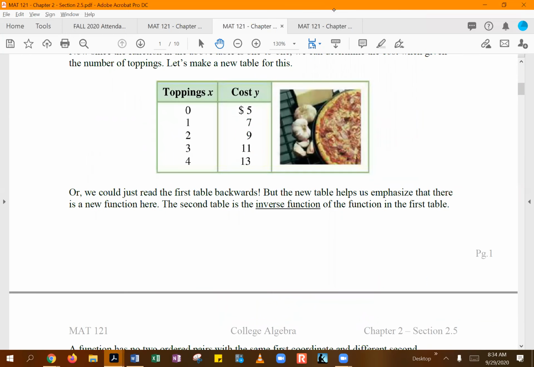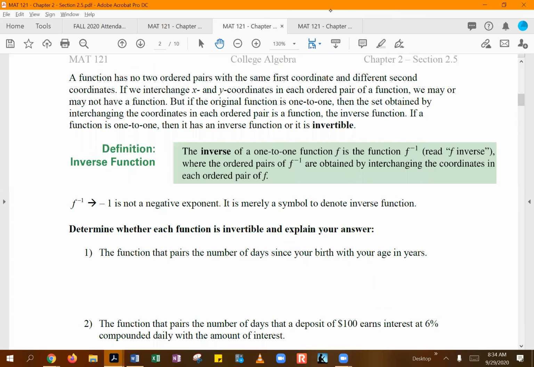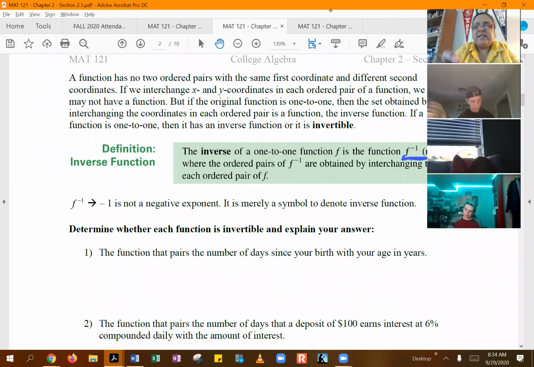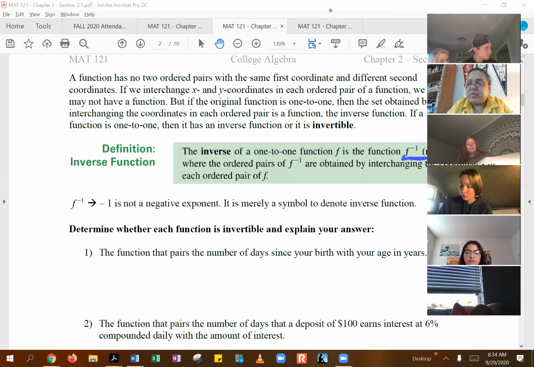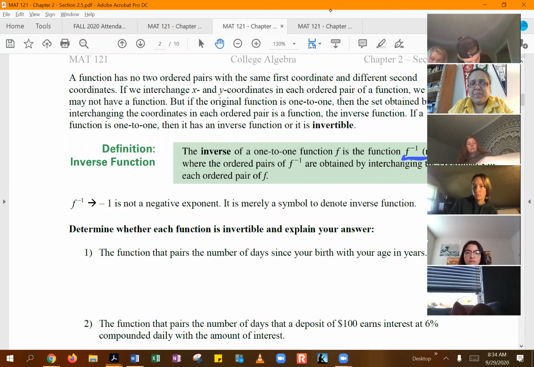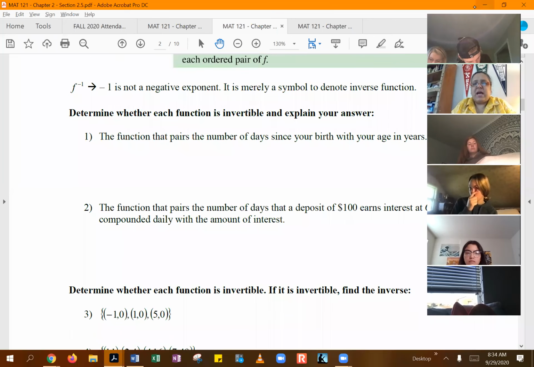Now, as a notation for inverse functions, we actually use this f raised to the -1 exponent. So it looks like it's an exponent of -1, but that's actually our notation for the inverse function. And of course, we read it as f inverse. So yeah, just be careful that you're not actually doing any calculations with that negative exponent. It's just the notation we use for inverse functions.